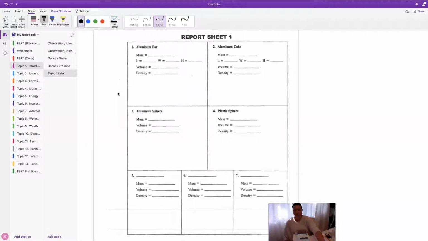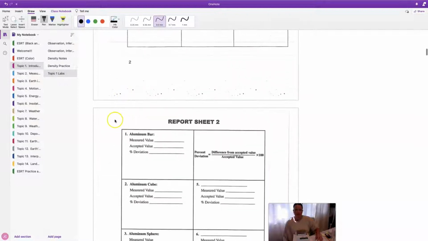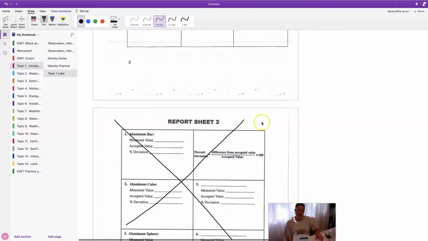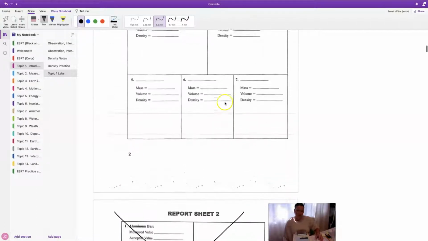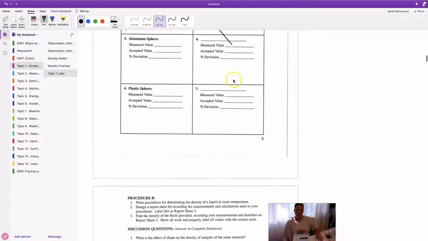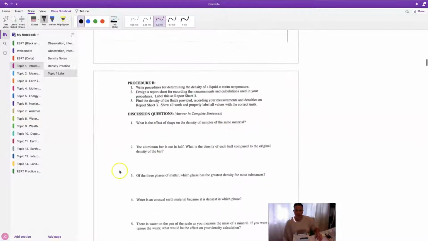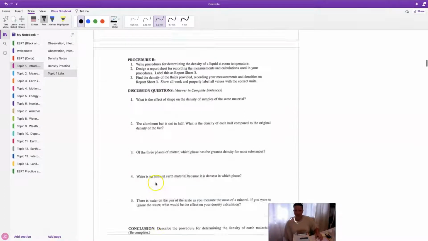So everybody should be at report sheet 1. I'm going to tell you right off the bat that we are not going to be doing report sheet 2. So you may X that out right now. Once we're done with report sheet 1, we're going to skip right over report sheet 2, and go straight to our conclusion questions, which are based on the lab procedures that we do today.